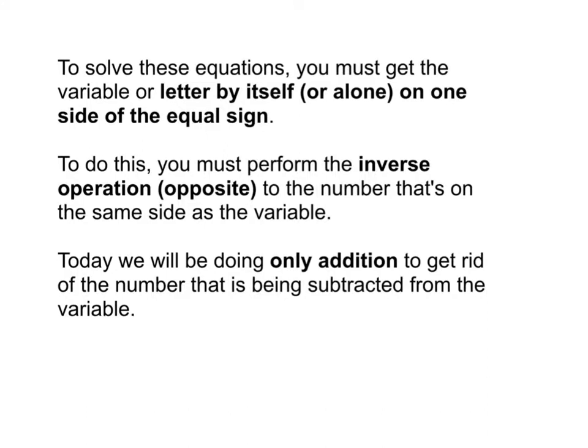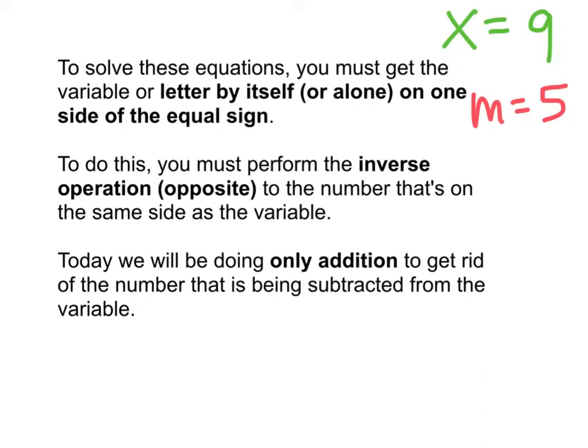To solve these equations, you must get the variable, or the letter, by itself or alone on one side of the equal sign. So the answer might be x equals 9. That might be an answer. Another answer might be m equals 5. So this is what we're looking for, a letter on one side of the equal sign, the number on the other.